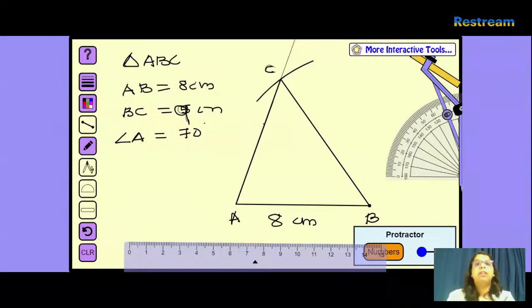So make sure that you have enough practice. Take any measurements that you want and keep on doing these triangles.